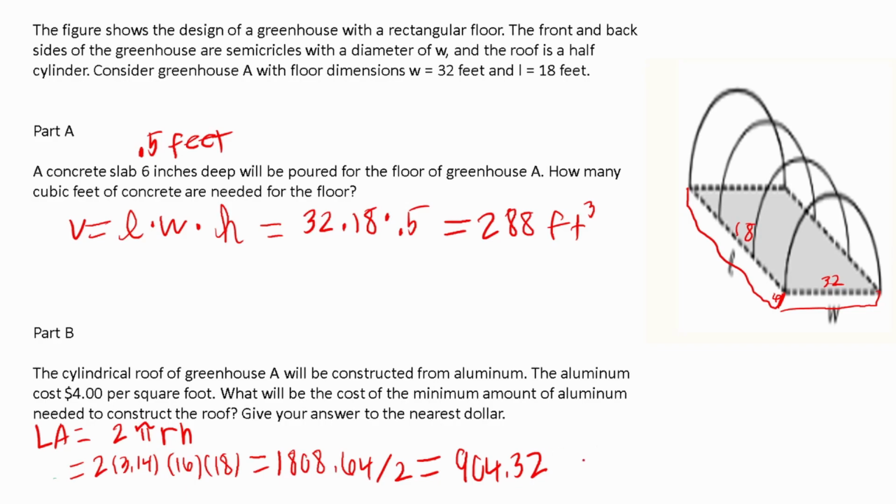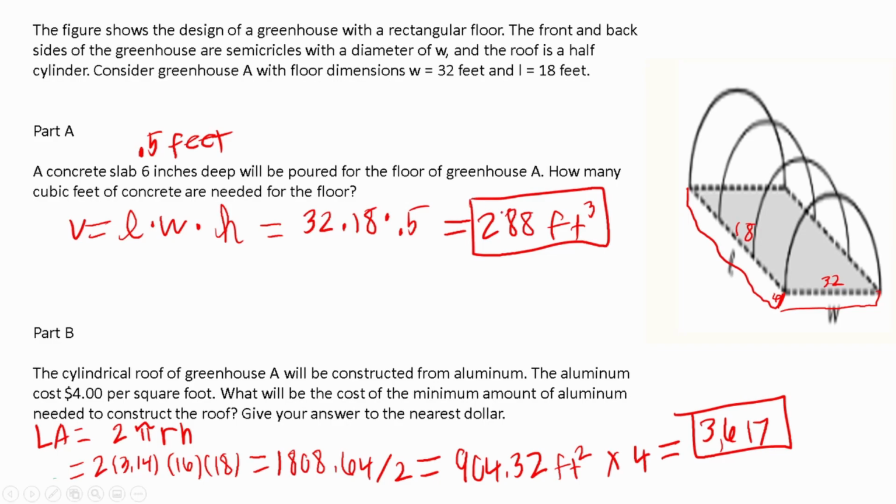But this is only the lateral surface area of what's going to be covered here. Now we want to say how much will it cost. So we multiply this by $4, which is going to give me a final answer here of 3,617. And it says, give your answer to the nearest dollar. So that's where we're going to round off because it's 28 cents. And there is our answer.